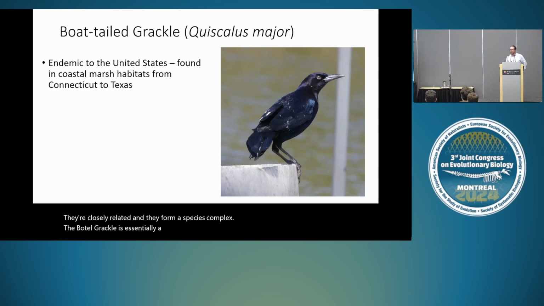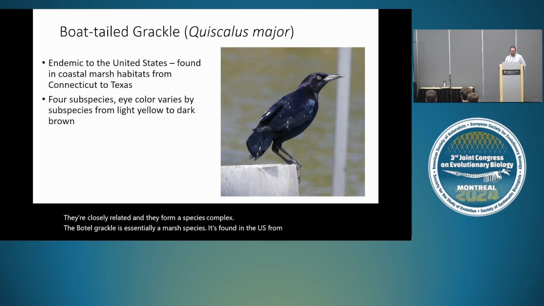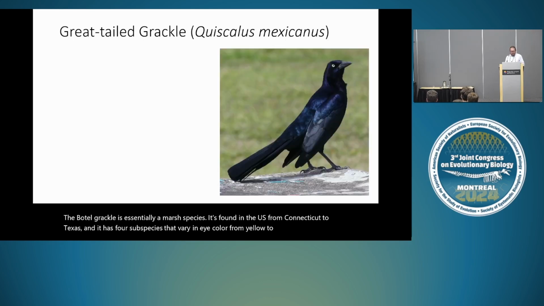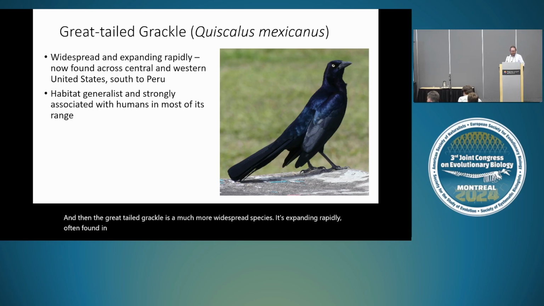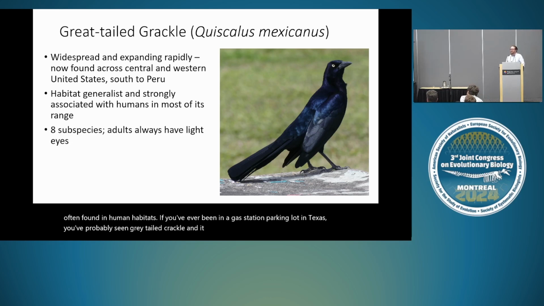It's found in the US from Connecticut to Texas, and it has 4 subspecies that vary in eye color from yellow to brown. And then the great-tailed grackle is a much more widespread species. It's expanding rapidly, often found in human habitats. If you've ever been in a gas station parking lot in Texas, you've probably seen great-tailed grackle. And it has 8 subspecies, but always has light yellow eyes.